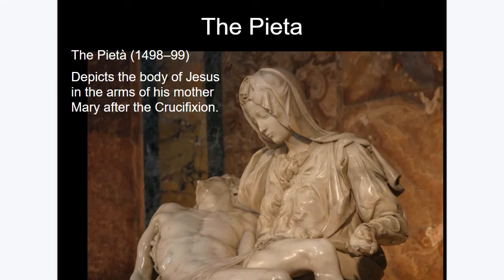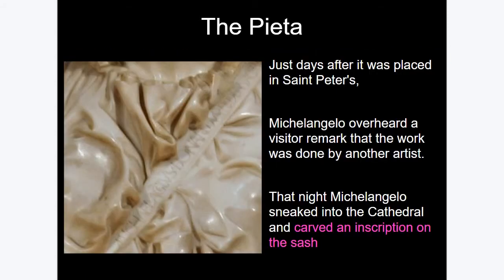One time, Michelangelo, he's always sneaking around, kind of sneaky guy. Someone came up to him and they were looking at it and they were like, hey, who did this? And he was listening in, and someone's like, oh, Michelangelo did that. And they were like, nah, Michelangelo could never make that. He's like this young dude. And then Michelangelo snuck in the middle of the night and he wrote on the sash right there, basically it says Michelangelo made this.